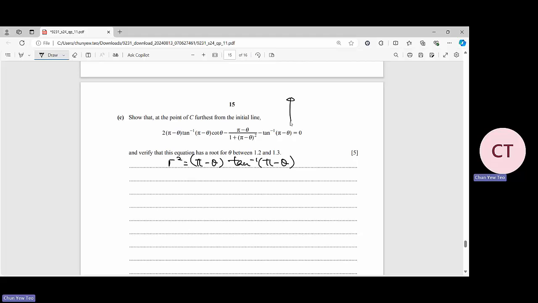Furthest from the initial line, the initial line is over here. Then furthest means we are looking for the y maximum. So to look for the maximum y, we need to make this become y. But to make it y, I multiply by sine squared theta. So if I multiply r squared by sine squared theta, I will get this.